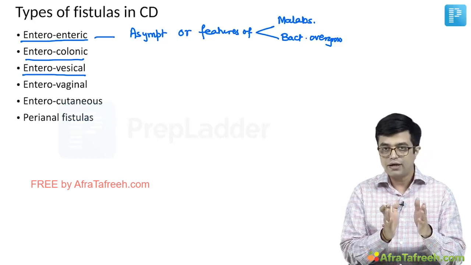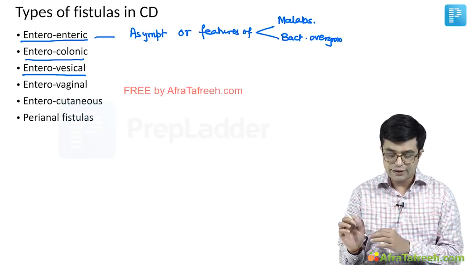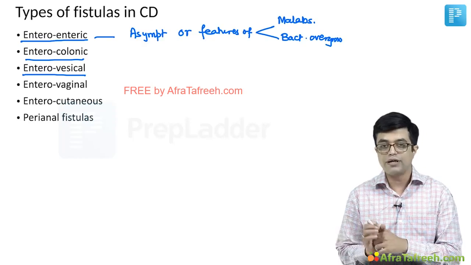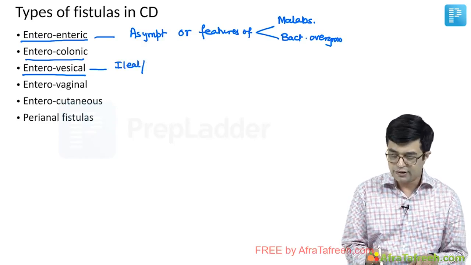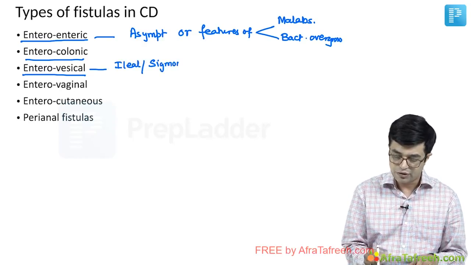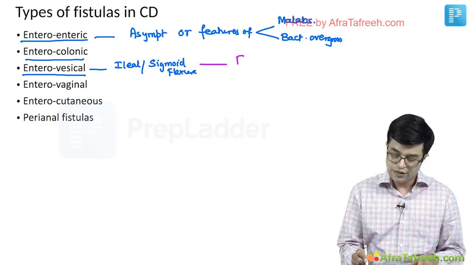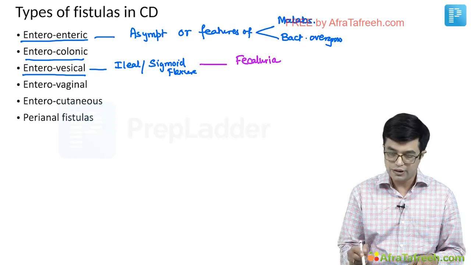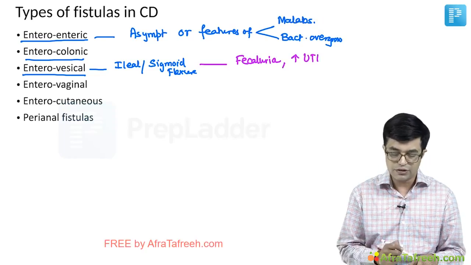Enterovesical means there will be a fistula between intestine on one side and there will be involvement of urinary bladder on the other. Enterovesical fistulas are commonly seen either in the ileal region or in the sigmoid flexure region of the colon along with the bladder. And these are the children who will have features like fecaluria. So fecal material will start getting passed into urine. They will also have recurrent increased incidence of UTI in these children.